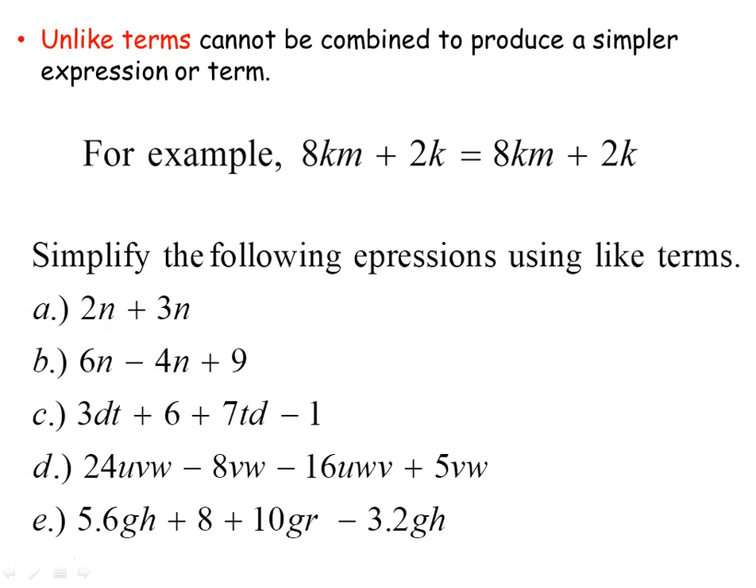Unlike terms cannot be combined to produce a simpler expression or term. For example, 8km plus 2k are unlike terms. This is k times m, this is k. And so it remains in the same form, unchanged, because they can't be combined.